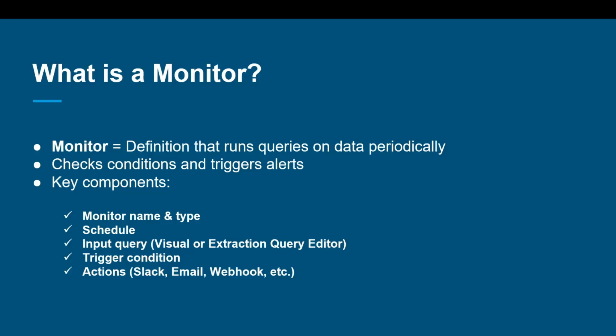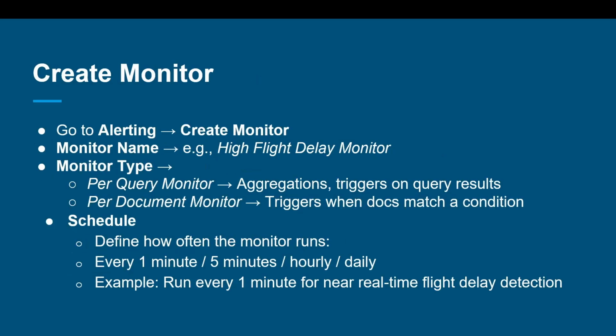In the monitor, this is the process of how to create it. We have to go to the alerting section in OpenSearch Dashboards and click on create monitor. We have to mention the monitor name. Here we can say high flight delay monitor. This is the naming step. If you have any specific naming convention in your organization, you can write the monitor name as per that. If you want something different, you can set the monitor name accordingly.